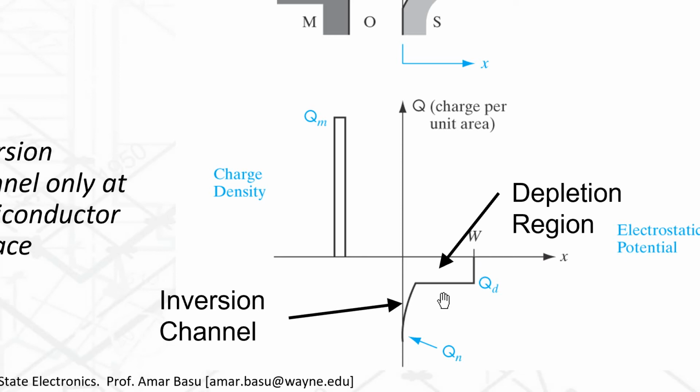This area does not conduct. This is the depletion region, which consists of negatively charged immobile ions. This portion here consists of negatively charged mobile electrons, and this is what allows electricity to be conducted from the source to the drain region.